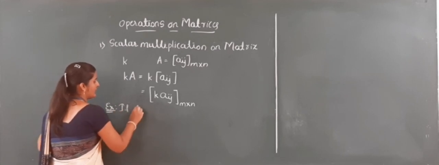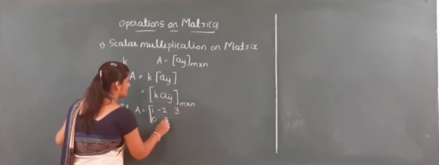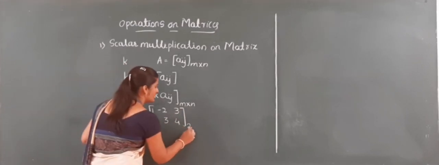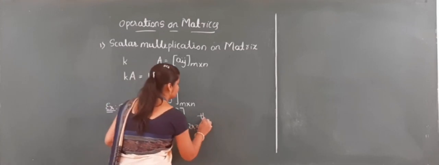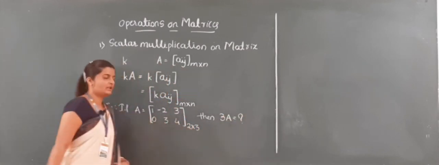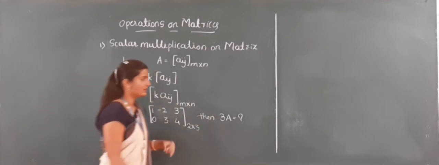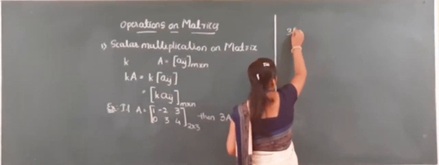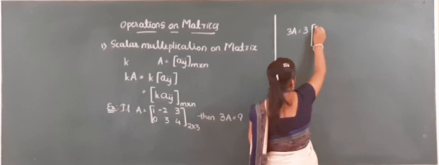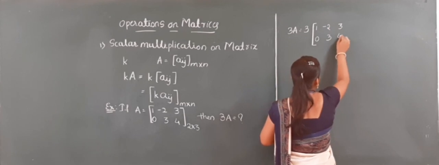If A equals [1 -2 3; 0 3 4], this is a matrix A of order 2 by 3, then what is 3A? They have given the A matrix and we have to find out 3A. I will solve here. See here, we require 3A. So 3 is the scalar as it is, A means our matrix. Write the matrix here: [1 -2 3; 0 3 4].